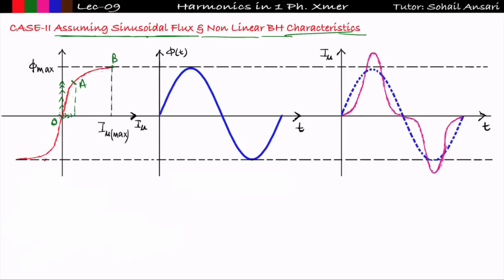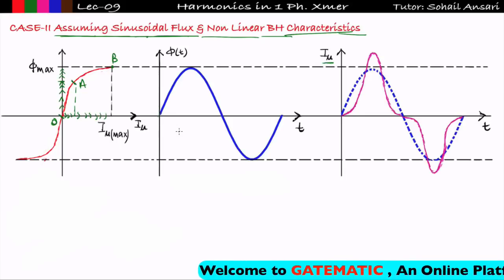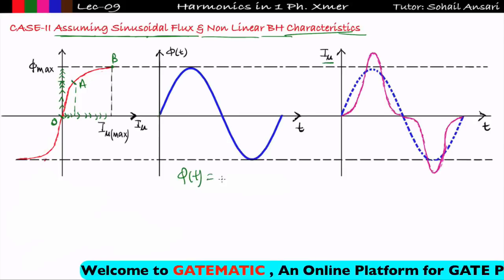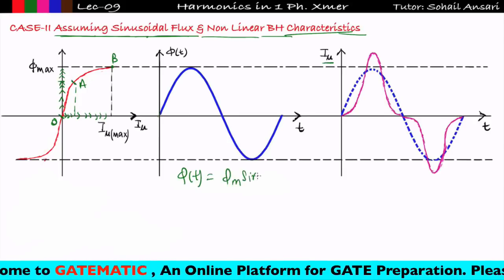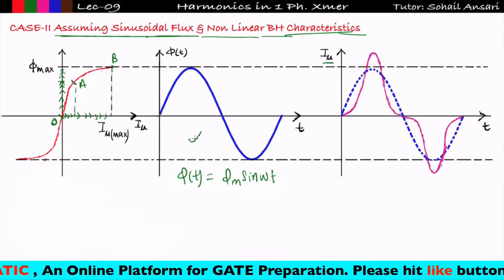So initially, from t equal to 0 or from point O to A, I mu is increasing at a very slow rate, but the flux is increasing at a very fast rate. But from point A to B, I mu is increasing at a very fast rate and flux is increasing at a very slow rate. So if I have to draw the I mu waveform, how can we draw it? See, we are assuming phi t is equal to phi m sin omega t, that is sinusoidal in nature, shown with blue pen.